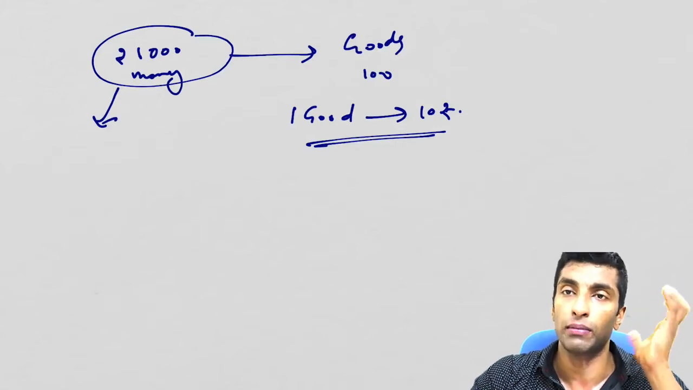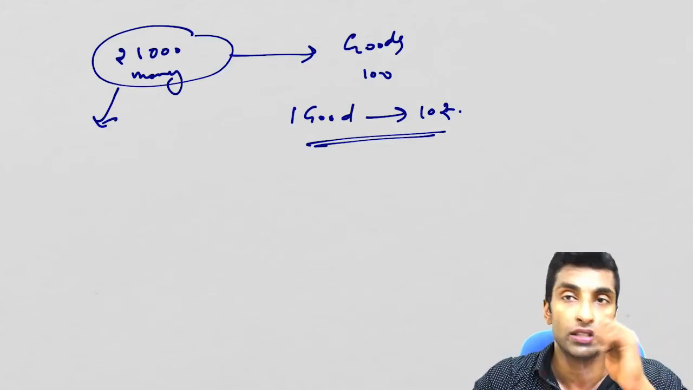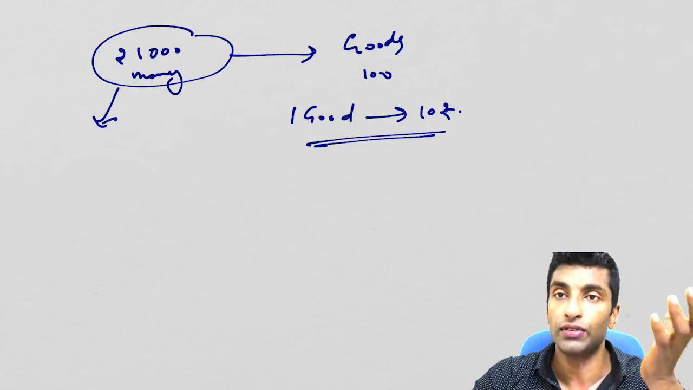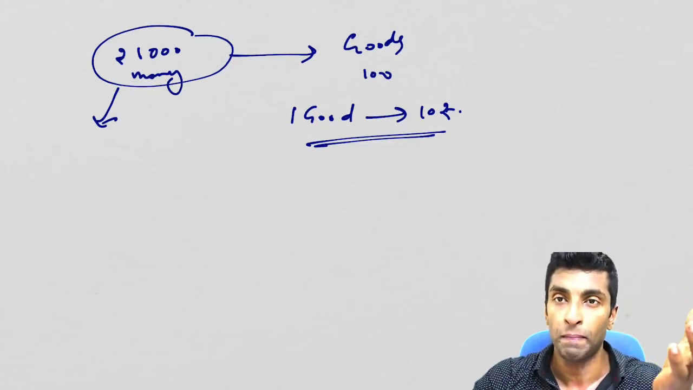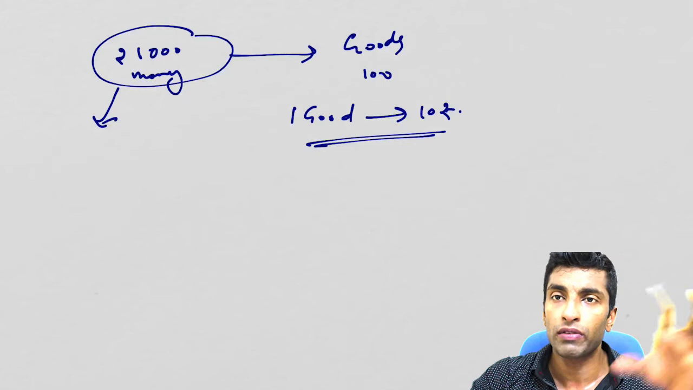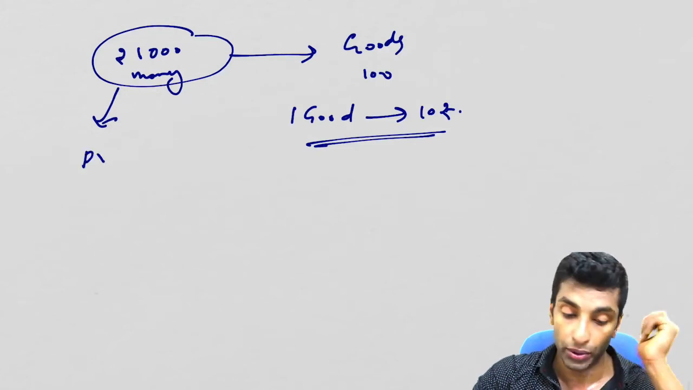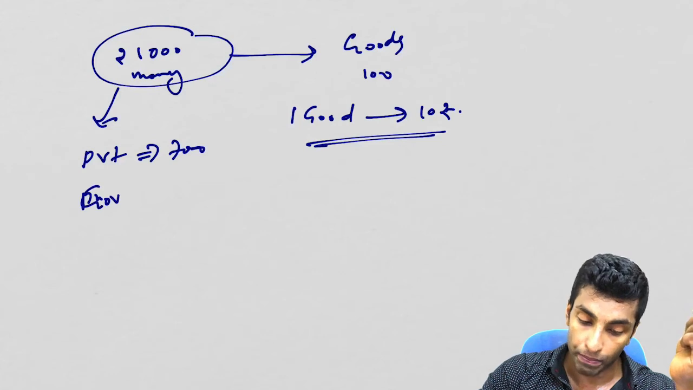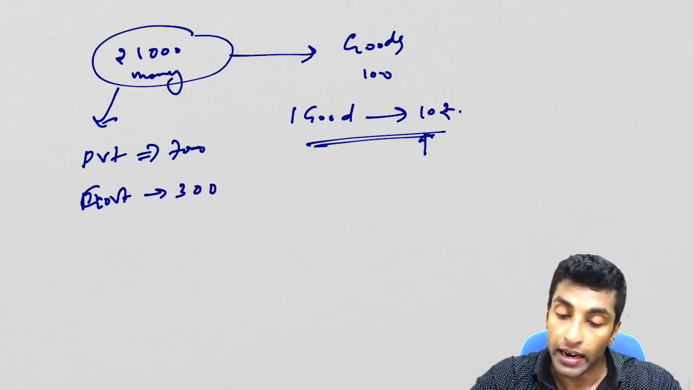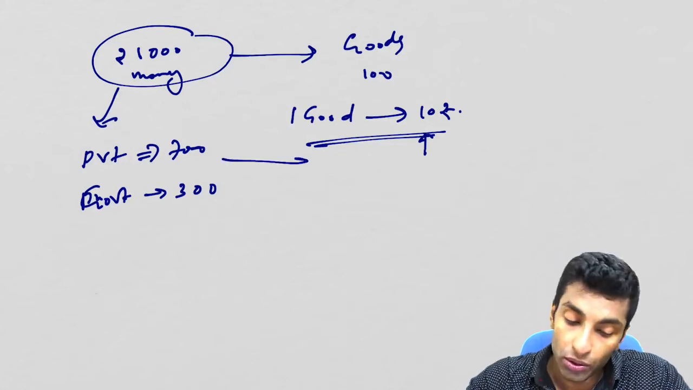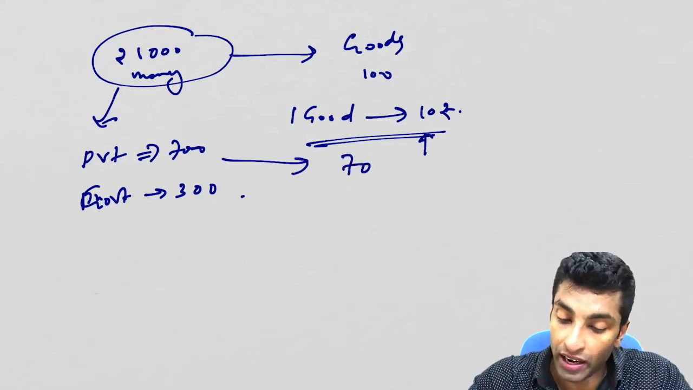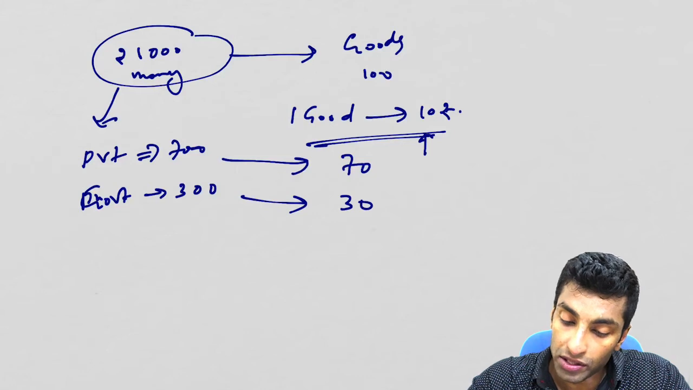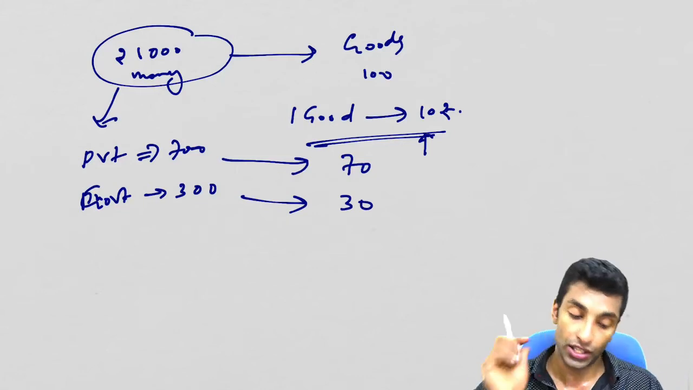Now, this 1,000 rupees is the total money in the market, the money supply, the currency which is there in the market. Out of this 1,000, some will be with the private sector and some with the government. Let's say private 700, and government 300. One item costs 10 rupees now. So how much can private buy? 70. And how much can the government buy? 30. So this is the situation now.